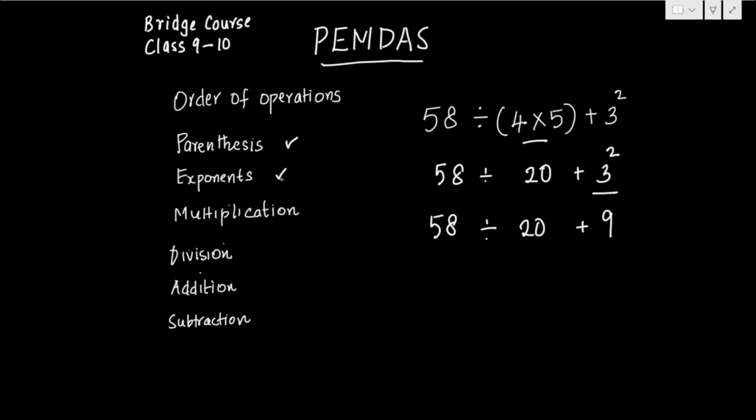Okay, you're done with exponents. Next, multiplication. There is no multiplication, so we are okay. Next is division. Do we have a division? Yes, we have a division. So 58 divided by 20 comes to 2.9. We did the division and we leave everything else as it is. Division is done. Then we see if there is any addition. Yes, there is an addition. So 9 plus 2.9 is 11.9. And that is the result of this expression. We don't have any subtraction, so we leave it like this. So this is how you solve expressions using PEMDAS.